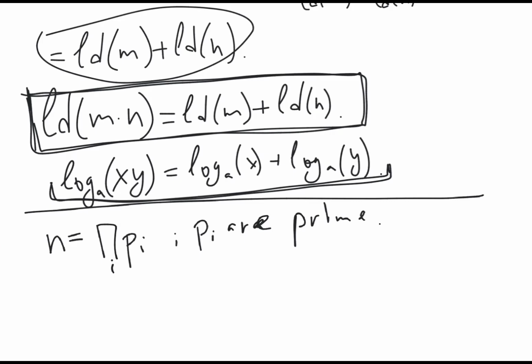So this is the regular expression of a number in terms of the product of the prime numbers. So then the arithmetic derivative of this number n can be written as n multiplied by the sum of 1 over pi, sum by i, for the same prime numbers.